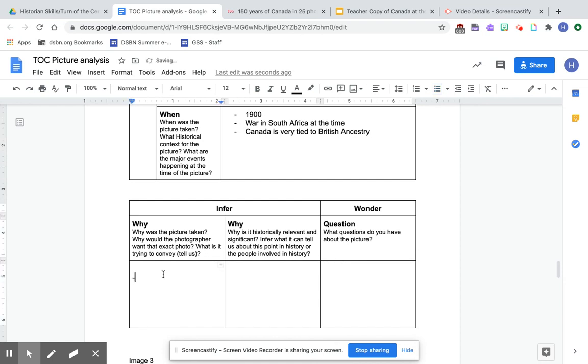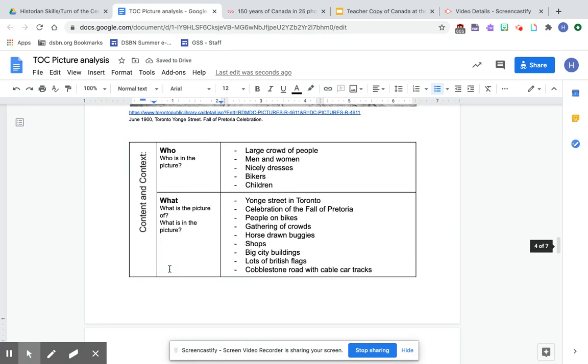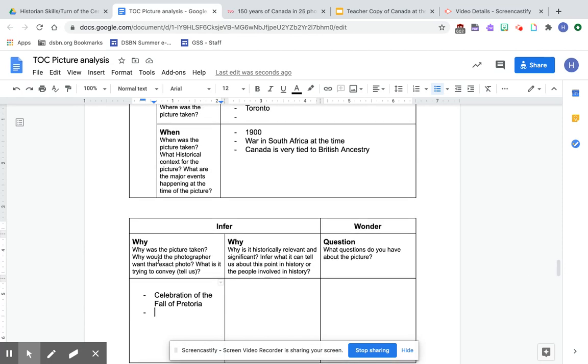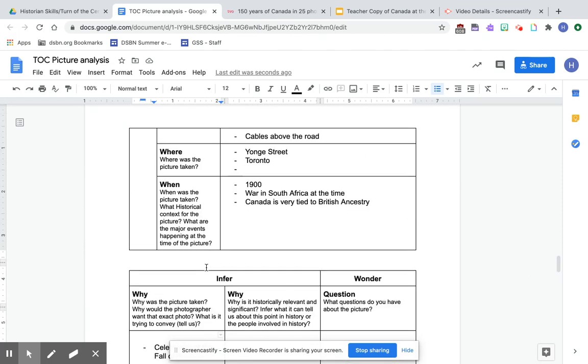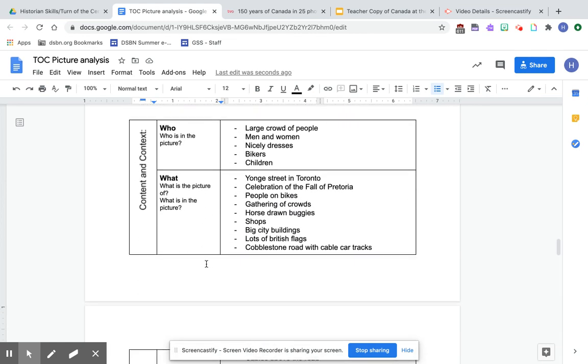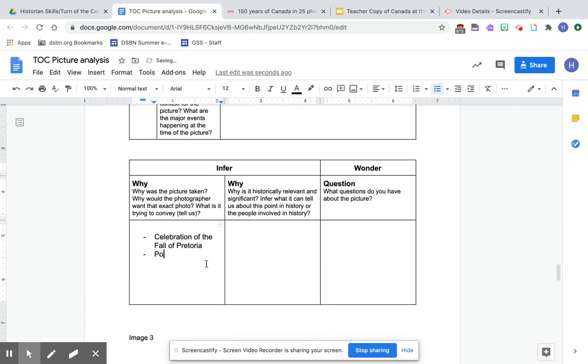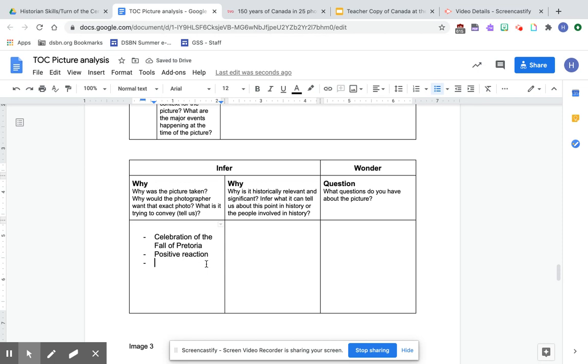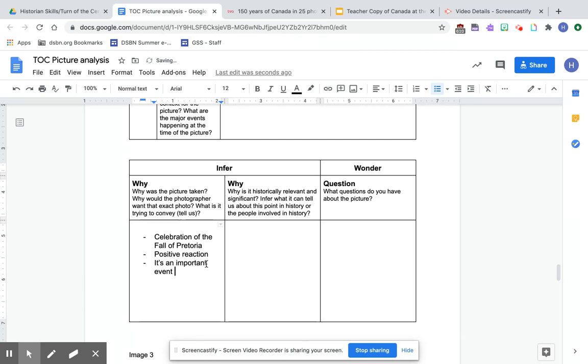Why was the picture taken? Well, we know it's for the celebration. Fall of Pretoria. So it says, why would the photographer want that exact photo? What is he trying to convey? So let's make an inference. I think it's meant to convey a big celebration, so a positive reaction. It's an important event for the city and the population of Canada.